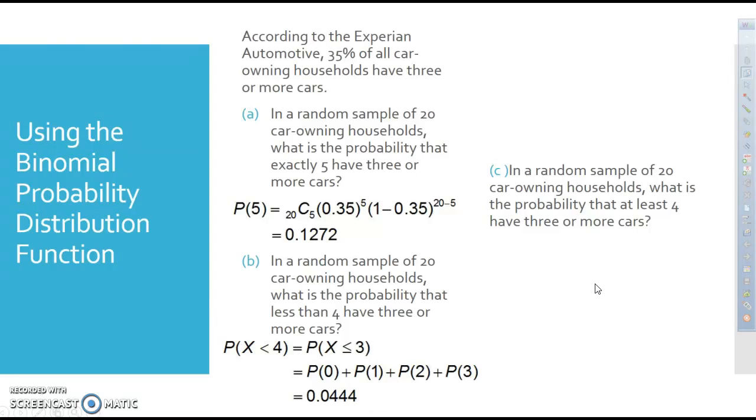And finally, part C, the random sample, 20 cars, same number of trials. At least 4 have 3 or more cars. At least 4, we're going to start at 4 and then do the probability of 5, 6, 7, 8, 9, 10, 11, 12, all the way to 20. Or we could do 1 minus this number that we just got, because we're not including these 4 digits. We're including everything else, which gives us this 95, 96 almost percent.